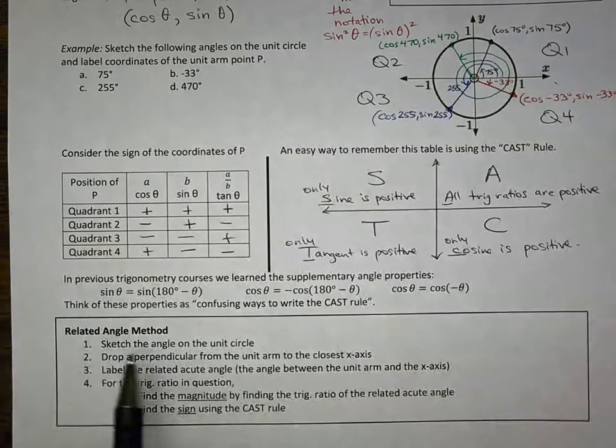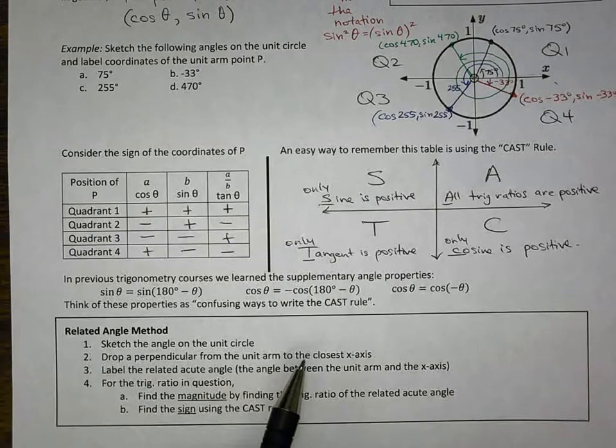For a question where you're looking at different angles and trying to figure out the trig ratios for those angles, you're going to sketch the angle on the unit circle. What we do is we drop a perpendicular from the terminal arm to the x-axis. We label the related acute angle, and from that we're able to rewrite the trig ratio with the correct magnitude and the correct sign. So let's turn the page and we'll see how this works.